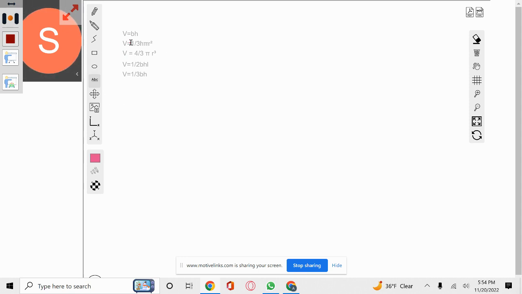But let's get to this first. So right here we have reference of the volume of different shapes. So first we're gonna match the shapes to which formula it belongs to. So first we have V equals base times height. So this one is a cylinder. So we're just gonna mark it as a cylinder.